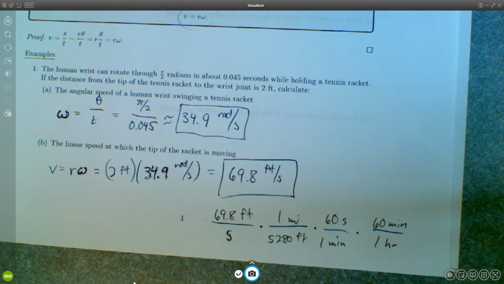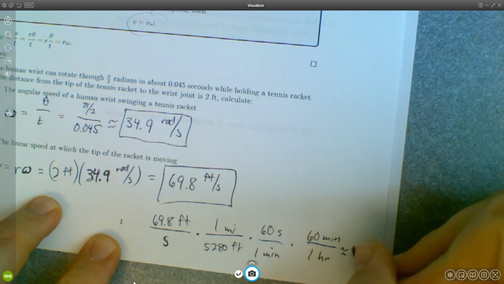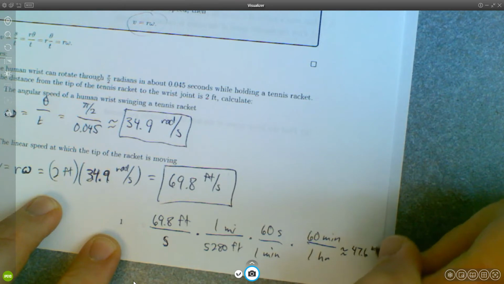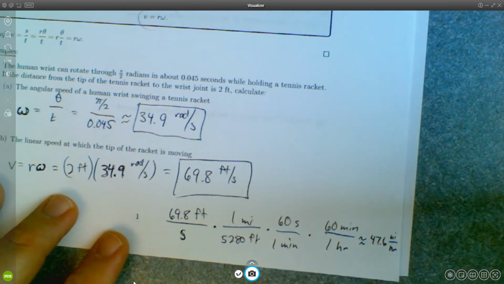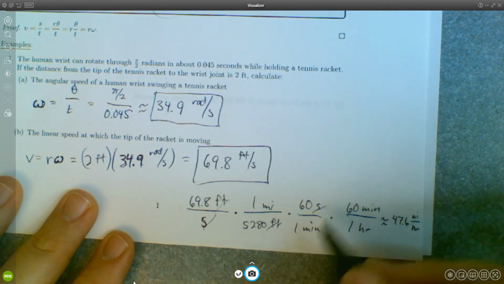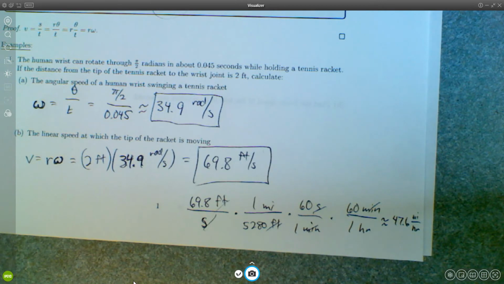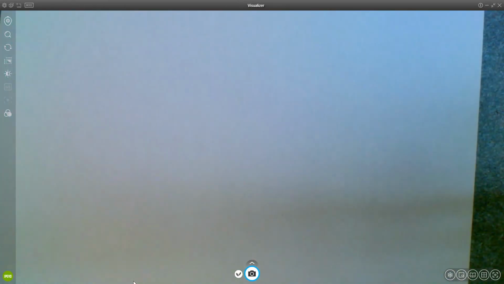69.8 divided by 5,280 times 60 times 60. That's 47.6-ish miles per hour. Right, because the feet cancel, the seconds cancel, the minutes cancel. We're left with miles per hour. Yeah, so 47.6 miles per hour. That's pretty fast. Okay, moving on.